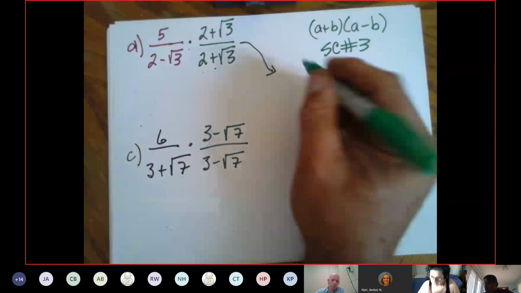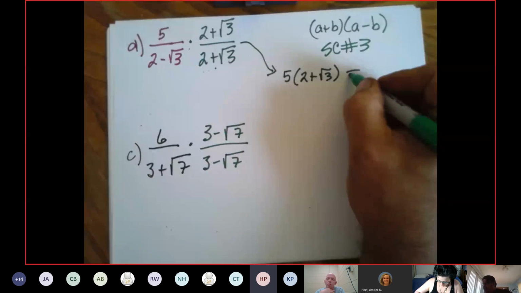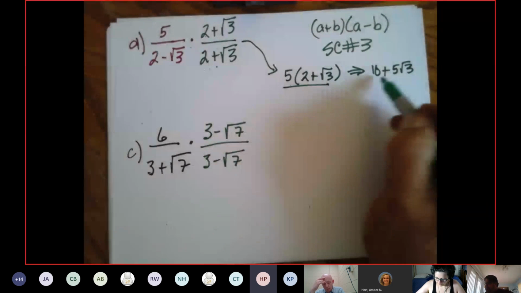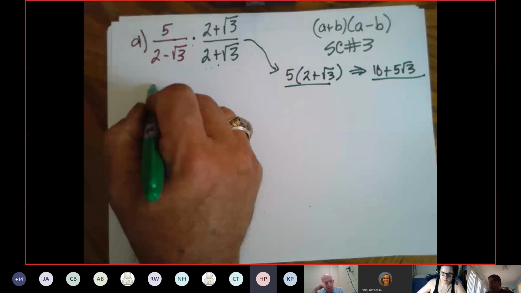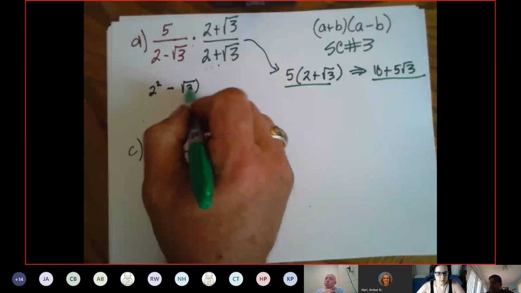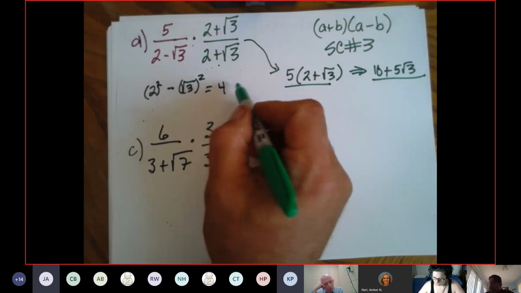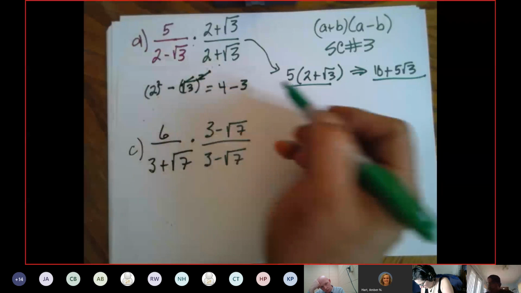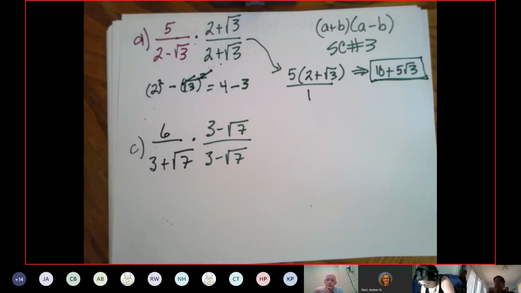Well, good. All right, we got 5 times 2 plus the square root of 3. And if you want to take that further, that would be 10 plus 5 square root of 3. And that's on the top. And then the bottom, I'm going to go ahead and put it in shortcut number 3 form. That'd be 2 squared minus the square root of 3 squared. And that's going to be 4 minus 3, and the square root and the square cancel. That'd be a 3, and that'd be a 1. So the answer is 10 plus 5 square root of 3.